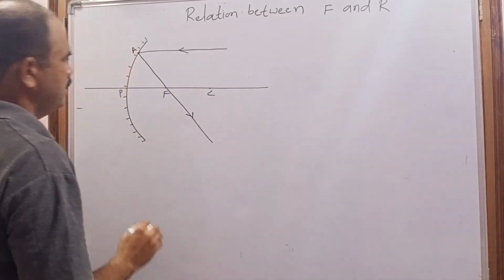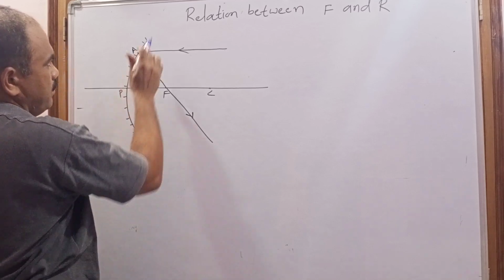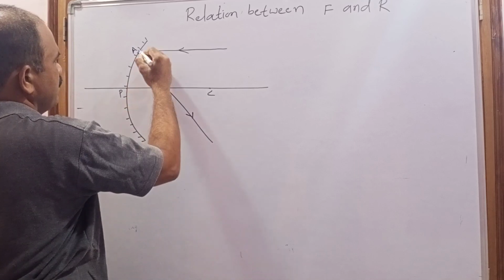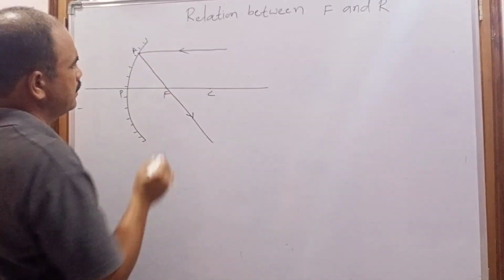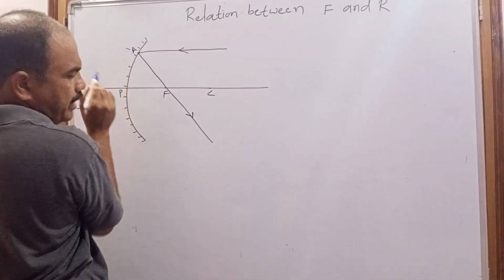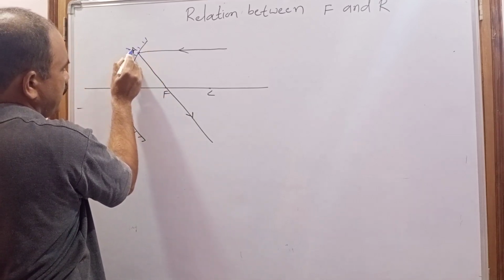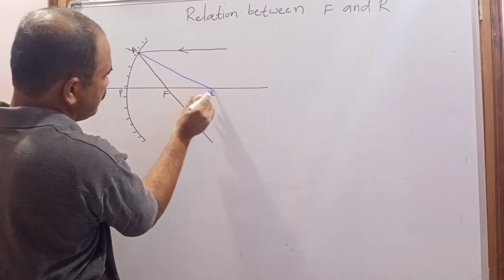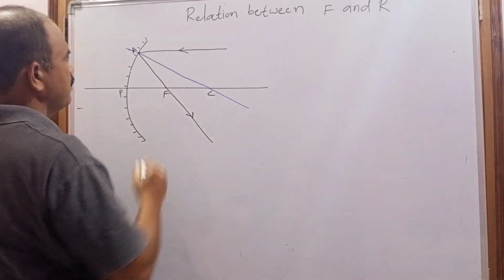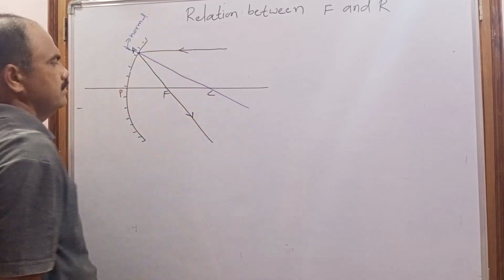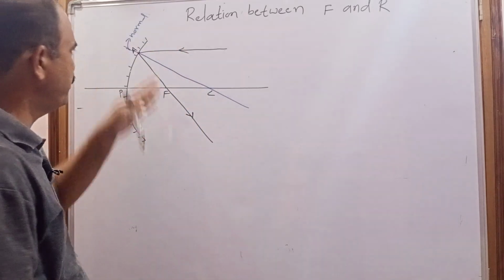After that, I am drawing a normal for this concave mirror at point A. How can I draw the normal at point A? Simple, by joining the point of incidence and the center of curvature. So now this is the normal for this concave mirror at point A.